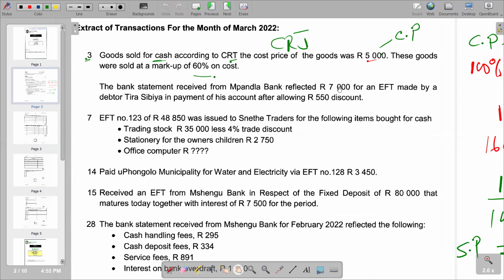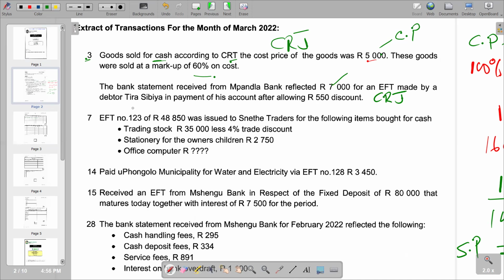So we are seeing that the bank statement received from Madala Bank reflected 7,000 for an EFT made by a debtor, Tira Simia, in payment of his account after allowing 550 discount. So obviously, the journal that is going to be affected is the cash receipts journal. So we are going to the cash receipts journal, and we are seeing that the amount that has been received is 7,000. So we're going to indicate 7,000, obviously, under analysis of receipts.